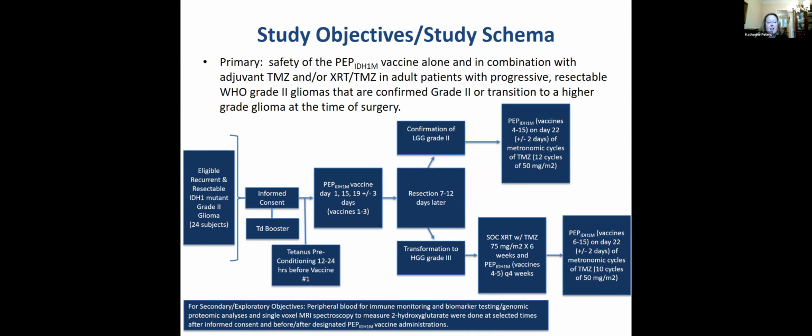And in this design, we enrolled recurrent resectable patients. They received the peptide vaccine along with a peptide with a tetanus booster. They then had resection. If they transformed, they went to radiation and temozolomide. But if they just remained a grade 2, they received temozolomide with the peptide vaccine.